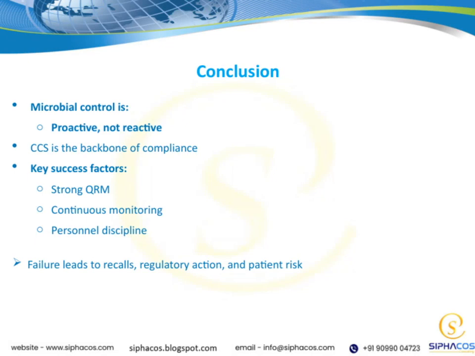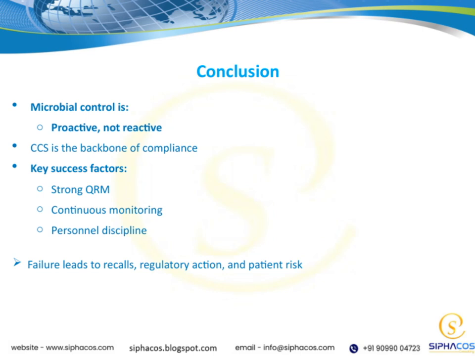Microbial control is really about being proactive rather than reactive. That means anticipating potential issues before they happen and taking steps to prevent contamination. CCS, or contamination control strategies, serve as the backbone of compliance. They help us stay aligned with regulations and ensure product safety. When it comes to key success factors, a strong quality risk management system is essential. It guides our decision-making and helps us identify and mitigate risks effectively.